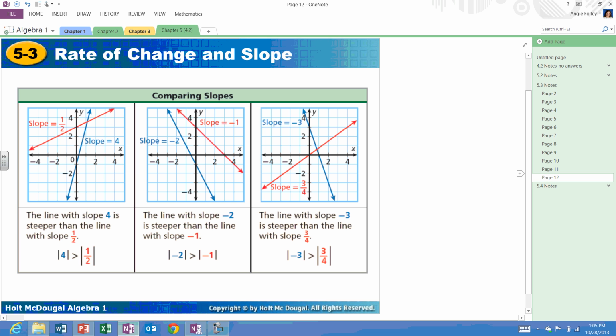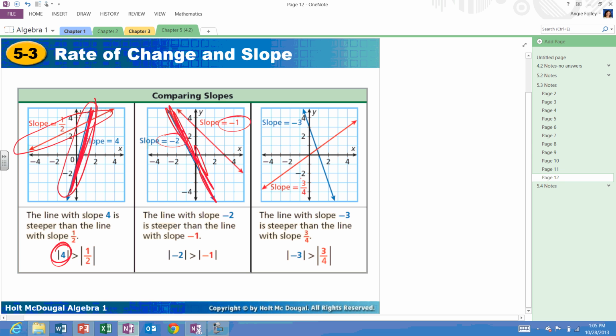Okay, last slide. When you're comparing slopes, in order to tell which line is steeper, we look at the absolute value. So for example, this line compared to this line, the first line has a slope of 1/2 and the second line has a slope of 4. So the one with the greater absolute value, the slope of 4, is the steeper line. For this next one, this first line has a slope of -2 and this one has a slope of -1. You have to look at the absolute value.